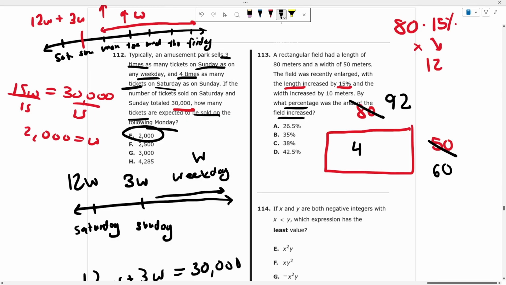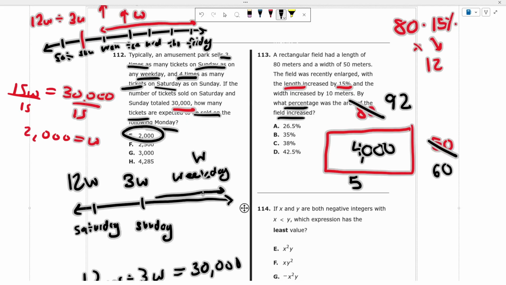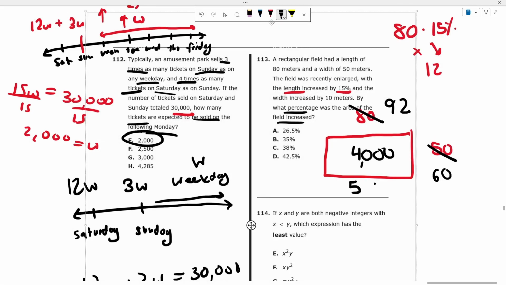Well, originally the area was 80 times 50, which is 4,000. Now our area is going to be 92 times 60, which is actually equal to 5,500. Oh, let's do this again. 5,520. Okay, but that's not the answer here. We can't just subtract them. We need to find the percent increase.